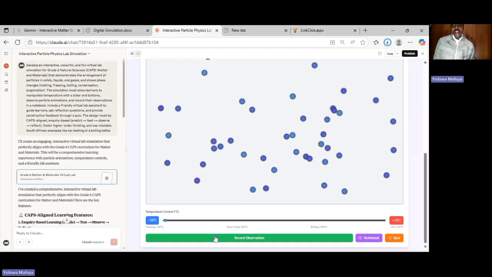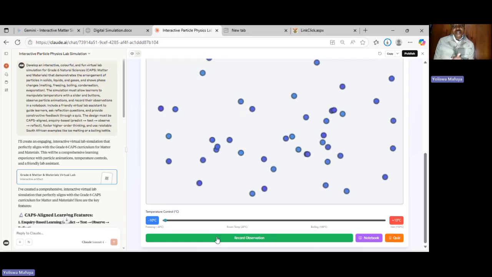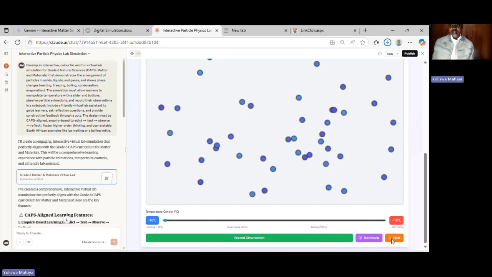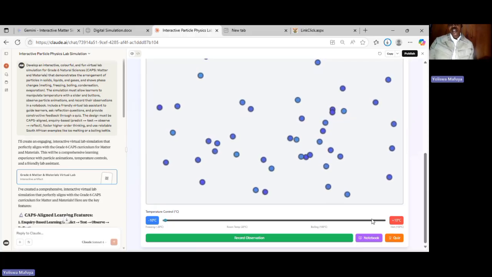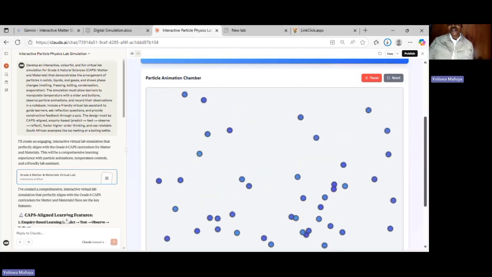This is where they also record the observation. This is really important for a virtual lab. You have to record your findings. And then we have our notebook and also our quiz. But this is something I am going to show you a bit later on during our presentation, right?